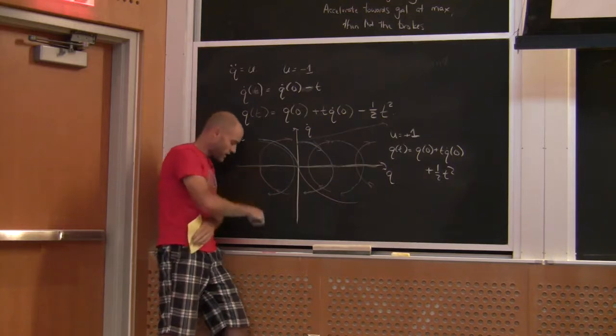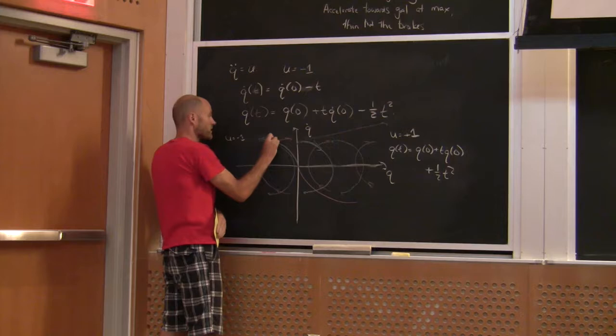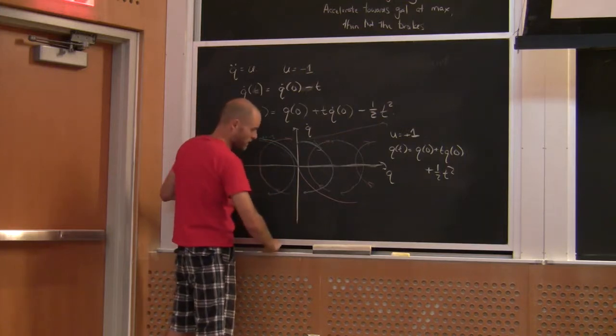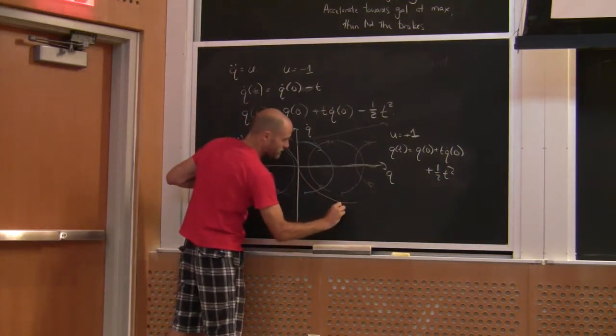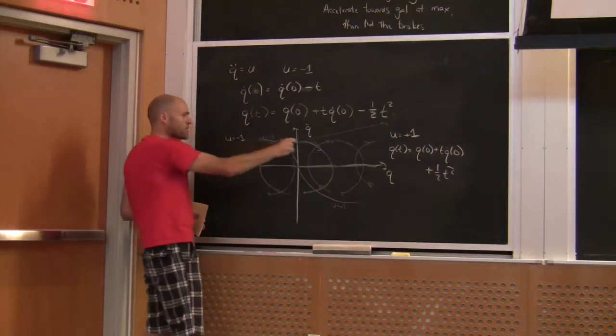Okay? So I think here it's sort of clear that we want to do u equals -1 here, and over here u equals +1 if we're on those curves. What should I do if I'm over here?